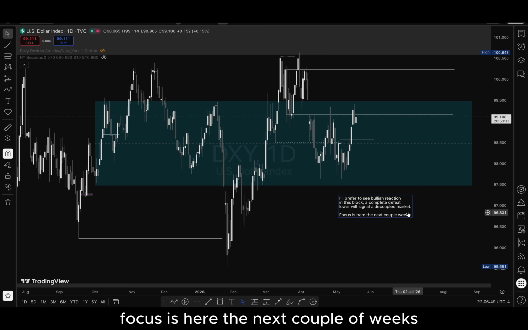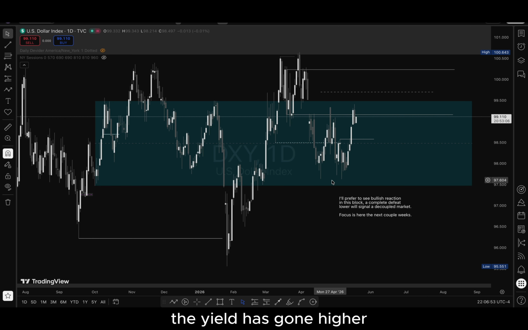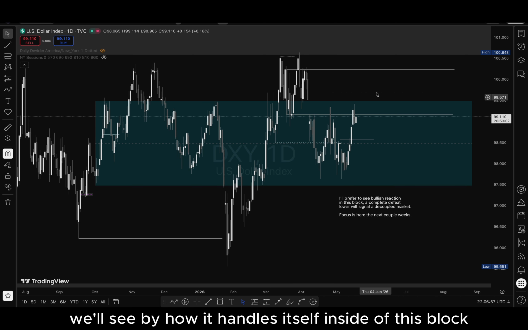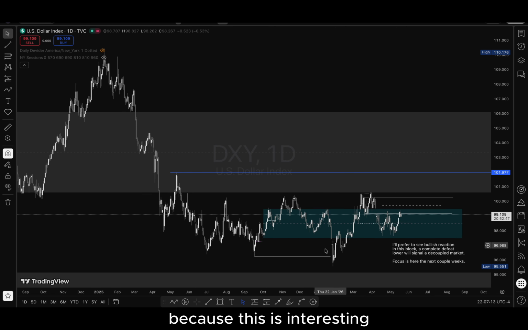Focus is here the next couple of weeks. So this is where our attention is now. The yield has gone higher. We've seen that it has gone higher. Will the dollar join it in going higher? We'll see by how it handles itself inside of this block. But overall, I want to take a bullish stance because this is interesting.